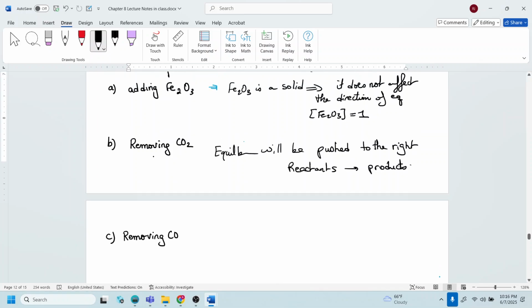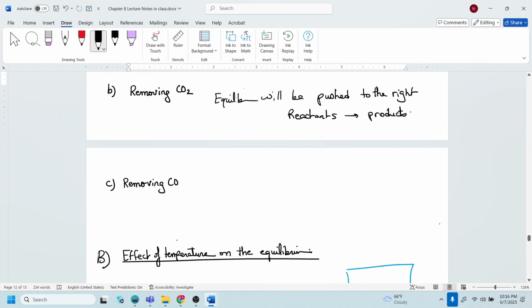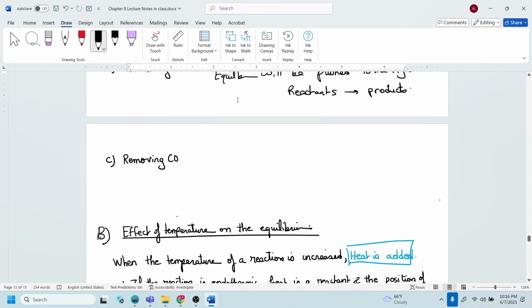Okay. Removing carbon monoxide. So removing carbon monoxide, where's carbon monoxide? It's in the reactants. So put your hands together. Lower your left hand. Then the direction of equilibrium is going to be pushed to the left. It's going to go from the products to the reactants. So here is the equilibrium.